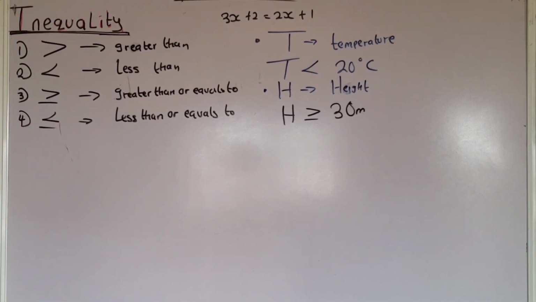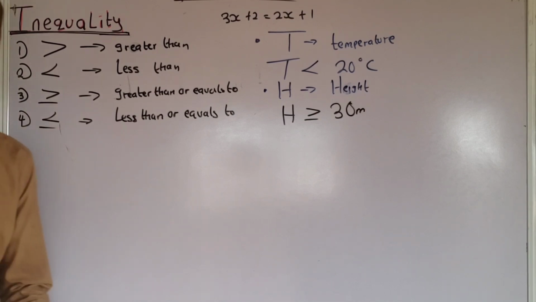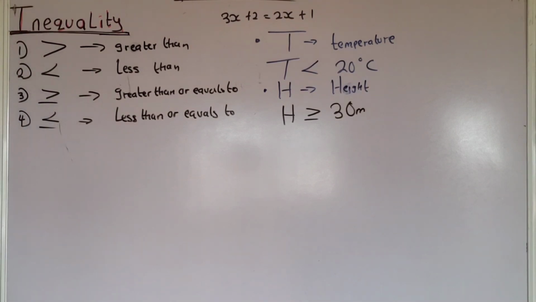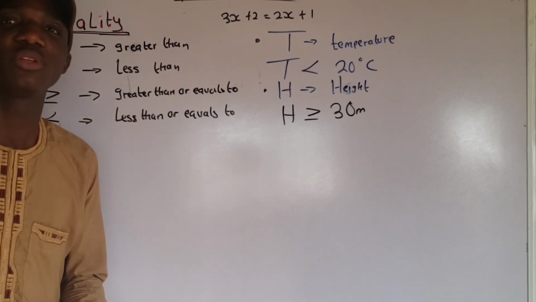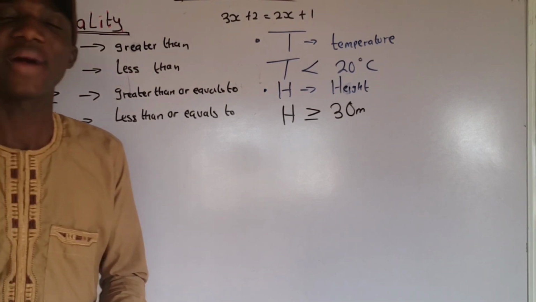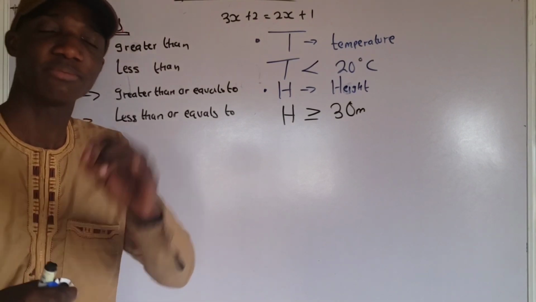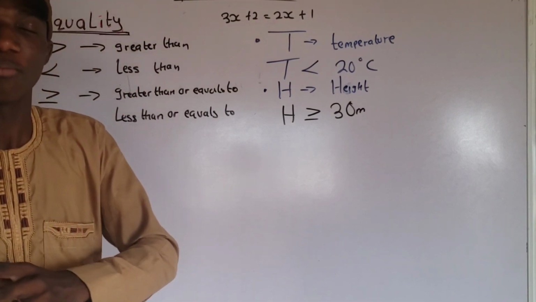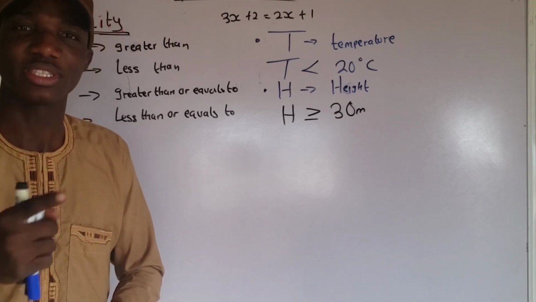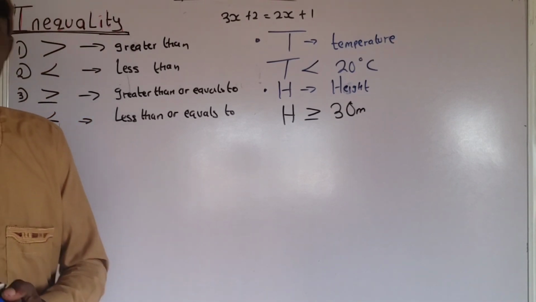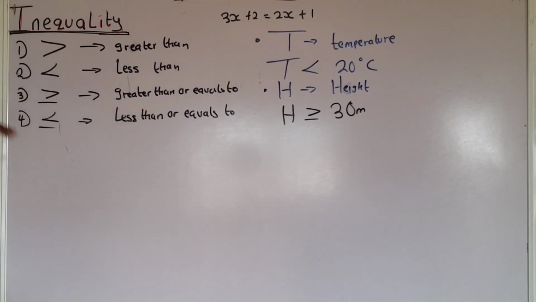The weight of the luggage must not exceed 23 kilograms. That means that the weight of the luggage might be equal to 23 kilograms, but it must not exceed. That means it might be less than or equal to 23 kilograms, but it must not exceed 23 kilograms. So what is less than or equal to? The sign for less than or equal to is what? It is less than with a bar.